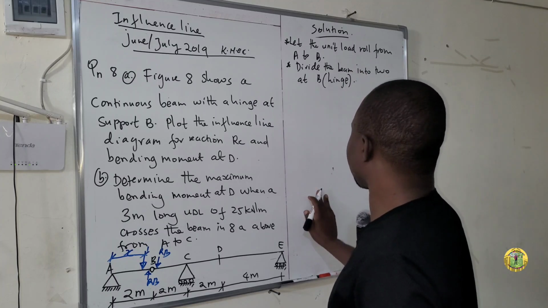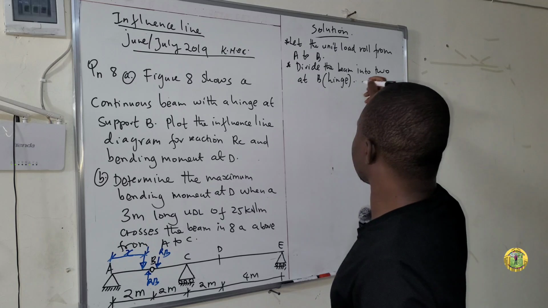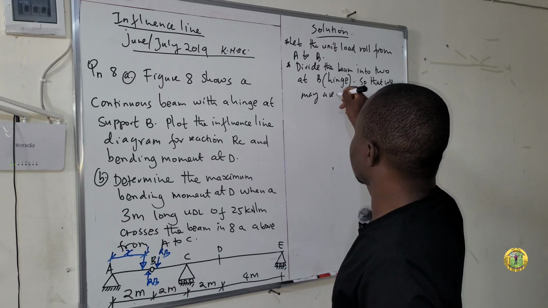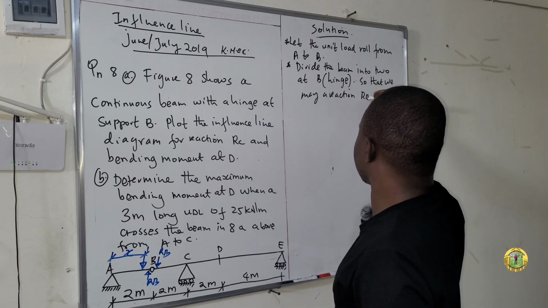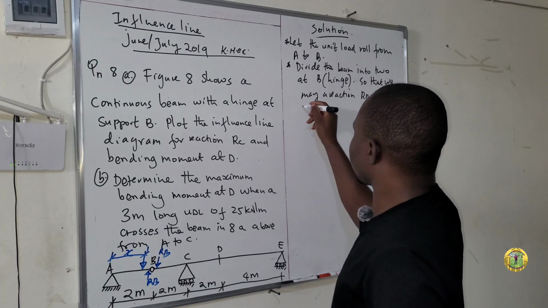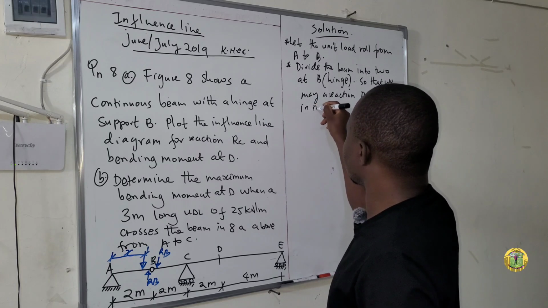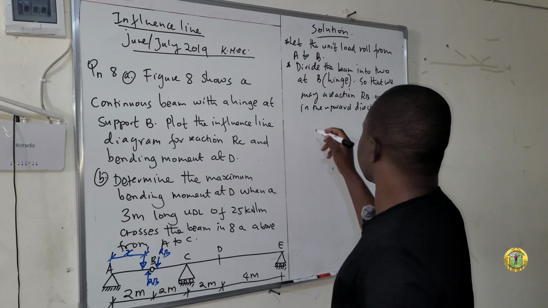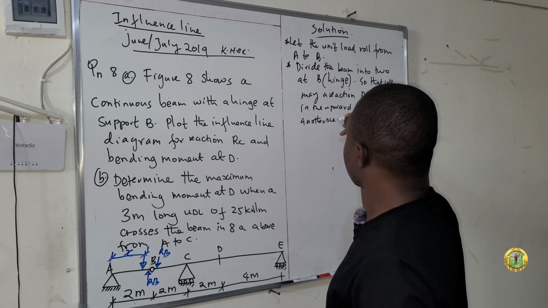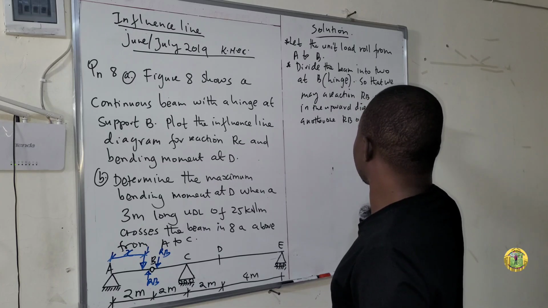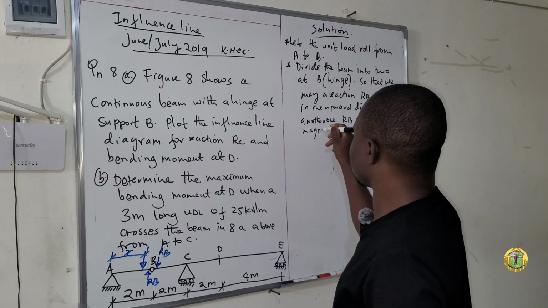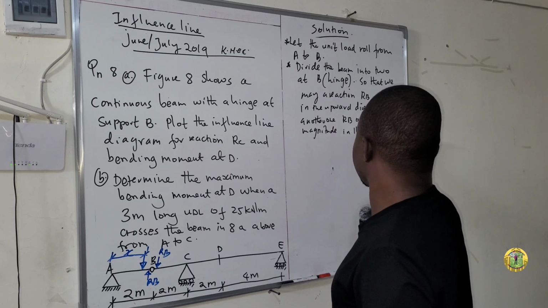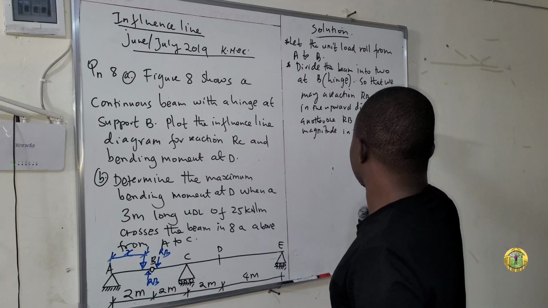At B, so that we may have a reaction RB on the left in the upward direction, and another one, which is again RB of the same magnitude in the downward direction.